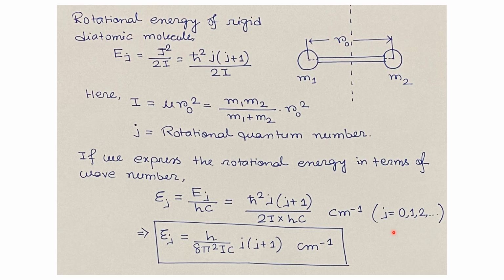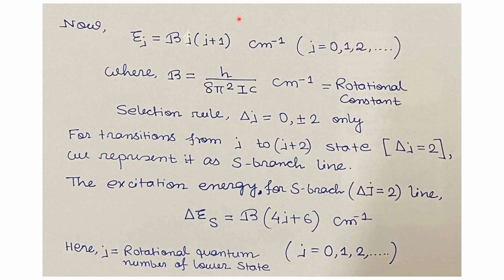So the energy levels of the rigid diatomic molecule or rigid rotor in quantum mechanics are given by small Ej equals h by 8 pi squared Ic times j into j plus 1 with the unit centimeter inverse, that is in the wave number. The rotational energy levels for the rigid diatomic molecule: Ej equals B times j into j plus 1 centimeter inverse. Here B equals h by 8 pi squared Ic centimeter inverse. This constant B is known as the rotational constant.